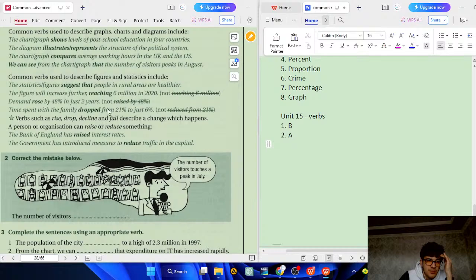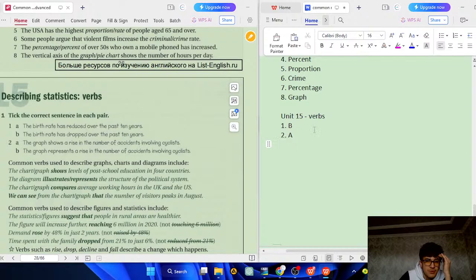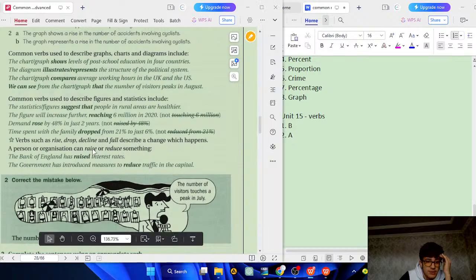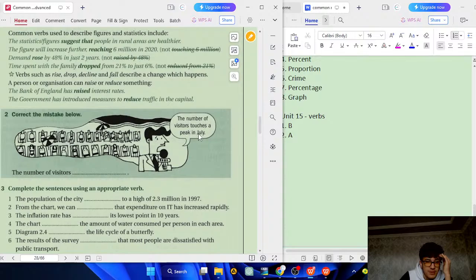Time spent with the family dropped from 21% to just 6%, not reduced from. See? Our answer was correct. Verbs such as rise, drop, decline, and fall describe a change which happens. A person or organization can rise. This is not rise, this is raise or reduce something. Raise interest, reduce trafficking capital. The number of visitors reaches a peak in July. The population of the city.